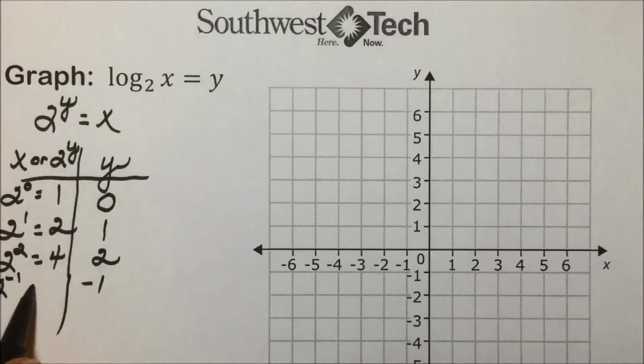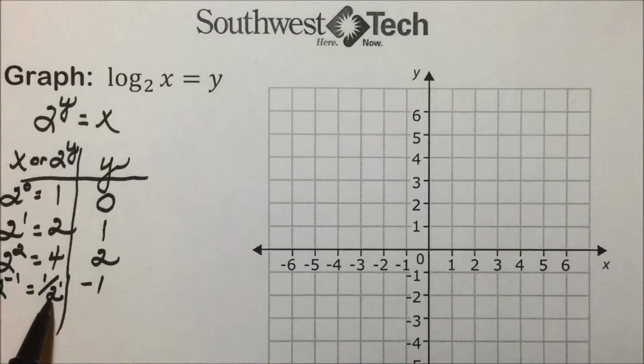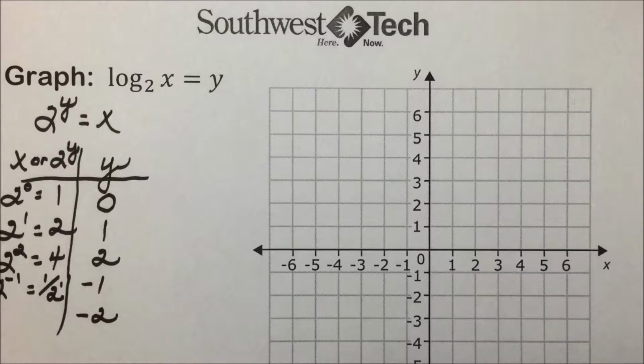2 to the negative 1 would put that exponent in the denominator to make it positive, so it'd be 1 over 2 to the first power, or 1/2. If we let y equal negative 2, we would have 2 to the negative 2 power, which is 1 over 2 squared, or 1/4. We have enough points.